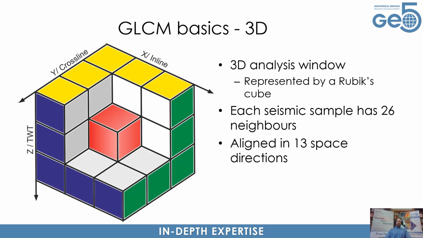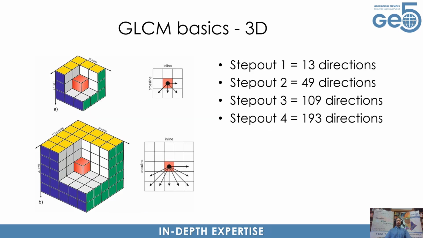If I take a step out of 1, which would be the case in this example, this red cell has 26 neighbors, and these 26 neighbors are aligned in 13 space directions. If I increase the step out to, let's say, 2, then I have 49 directions I can do the computation to. If I increase it to 3, it would be 109, and for a step out of 4, it would be 193.